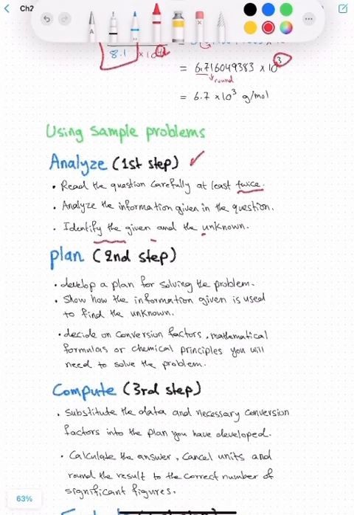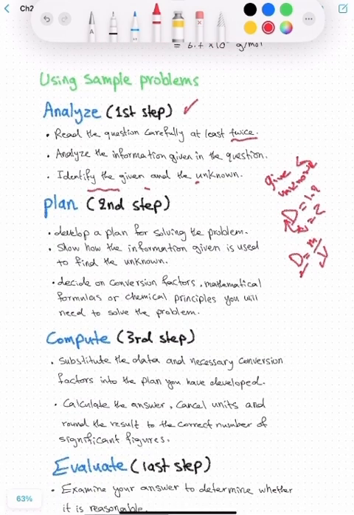Step number 2, plan it. Now we have what is given and what is unknown. What is the relationship between these two? For example, if you have density given, let's say 1.2, you want volume. What's the relationship between them? What rule do we have that connects both of them together? We say density is mass per volume. So we have both of them. You can just normally calculate it.